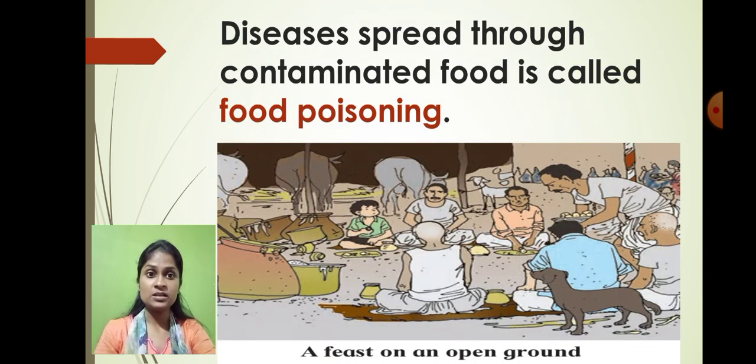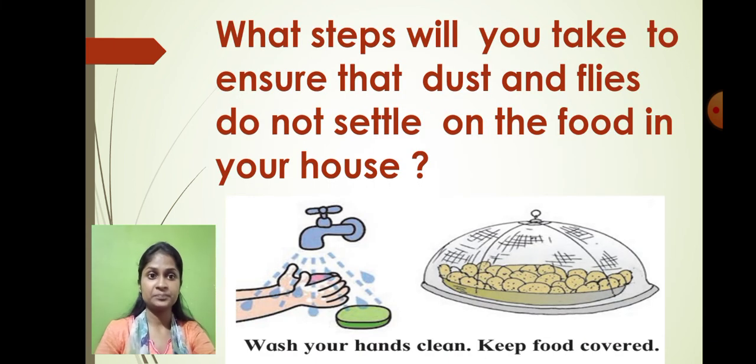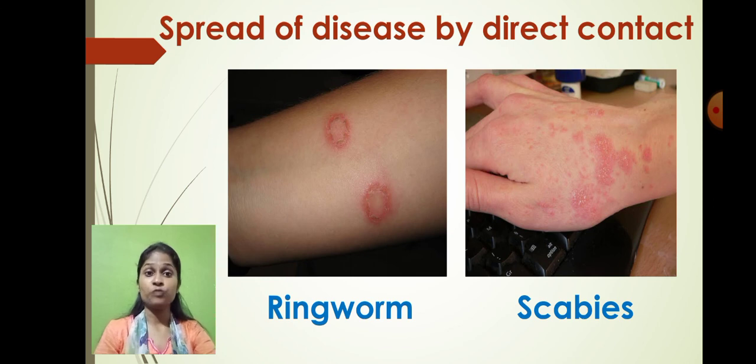Is that clear? So what have we learned today? We learned about food poisoning. What do you mean by food poisoning? The diseases which are spread through contaminated food, we call it what? Food poisoning. Okay, and what else have we learned? To avoid food poisoning, we have to keep our food packed properly, and we have to wash our hands thoroughly before handling the food and before eating the food. Is that clear? And what else have we learned?